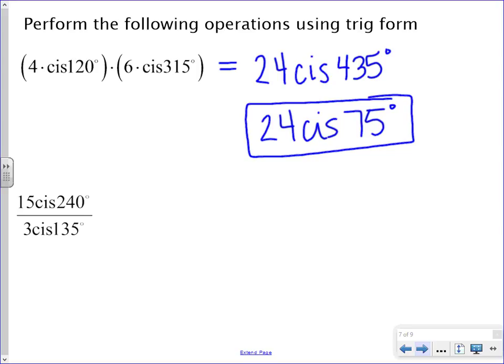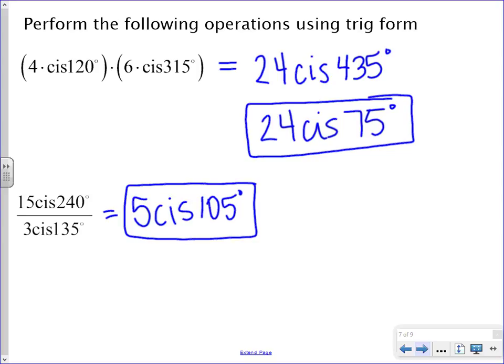All right, last example. We are dividing. So what do we do with 15 and 3? We divide. Our angles are 240 and 135. Gabe, what do we do with those? Subtract. So 240 minus 135 would be? That is an angle between 0 and 360, so we can be done.